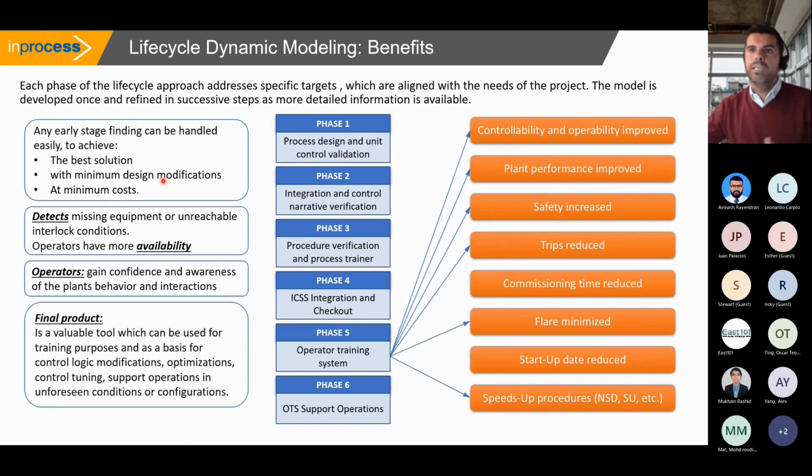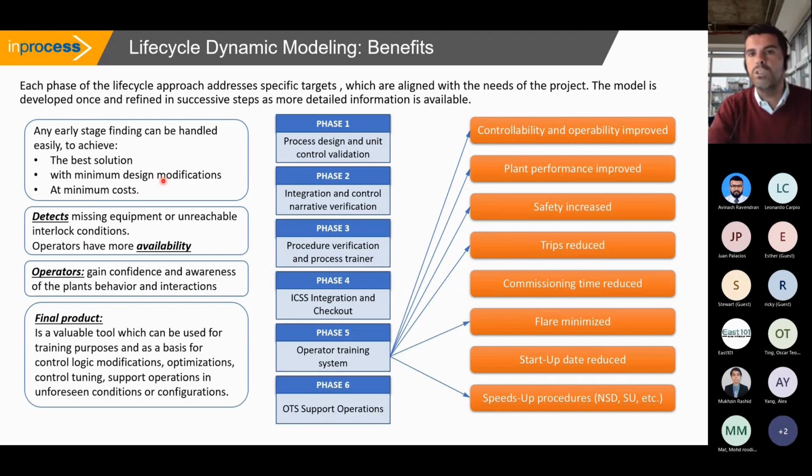And the final product is a tool that can be used for training purposes, of course, but also as a basis for further control logic modifications, optimizations, control tuning, and support to operations in unfrozen conditions or configurations.